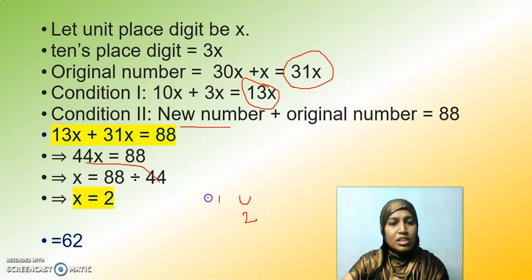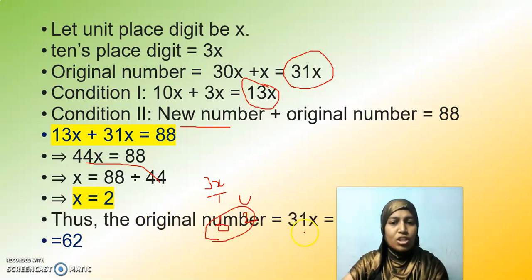What about tens digit? What is the condition for tens digit? It is 3 times x. So what will it be? 3 2s are 6. So what will be the number? 62. That is how I got it. That's the original number.